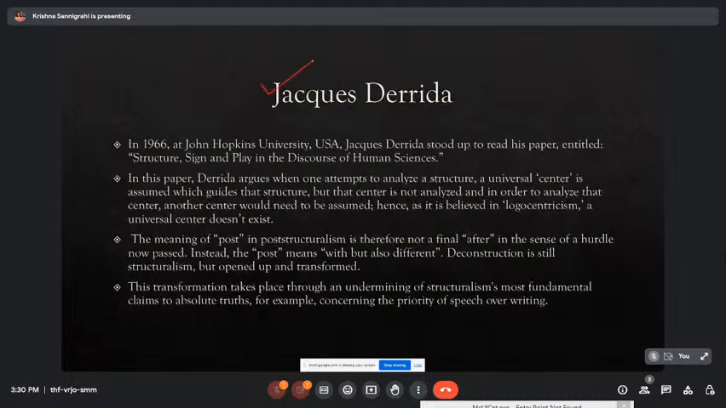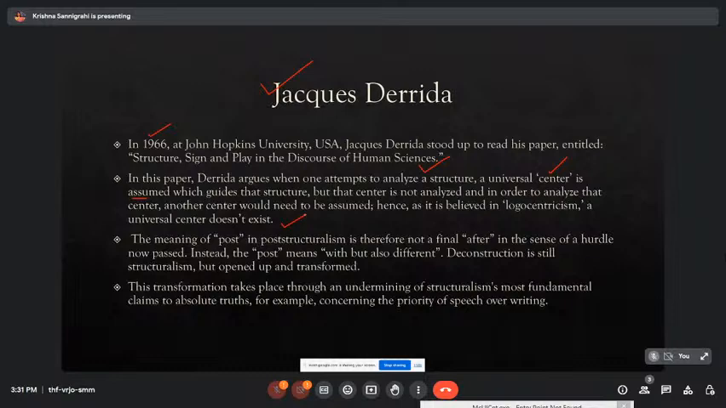Talking about Derrida, he stood up to read his paper entitled Structure, Sign and Play in the Discourse of Human Sciences in 1966 at Johns Hopkins University, USA. In this paper, he argued that when one attempts to analyze a structure, a universal center is assumed. That is, it is thought that a universal center is there, which guides that structure. But that center is not analyzed, and in order to analyze that center, another center would need to be assumed. Hence, it is believed in logocentrism that a universal center doesn't exist.